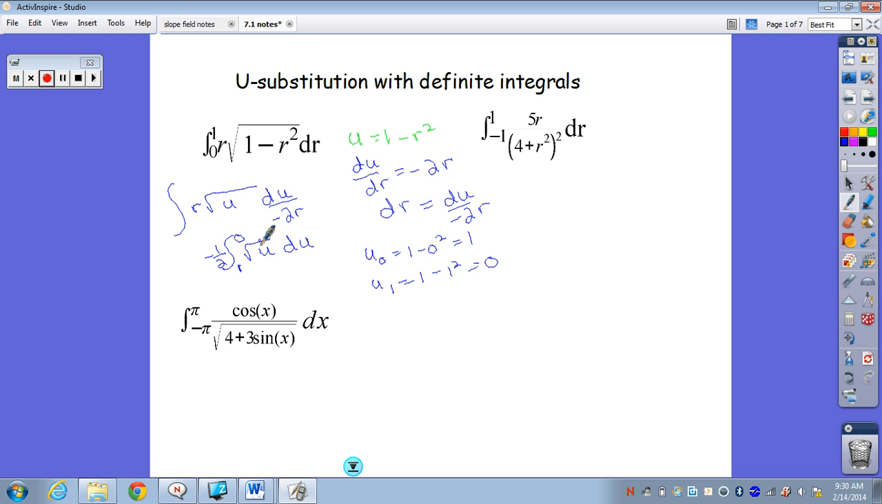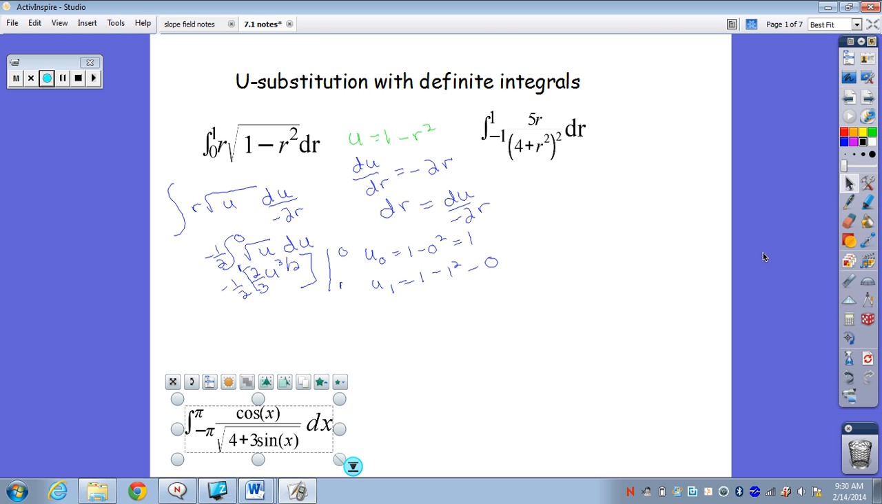And so now I'm going to do the same process. I'm going to integrate, so this is u to the 1/2. So when I add 1, I get u to the 3/2. And if I divide by 3/2, I multiply by 2/3. And then I'm going to evaluate now from 1 to 0 instead. And so then we get, if I simplify this first, negative 1/3 u to the 3/2. And then I'm going to plug in 0 and 1.